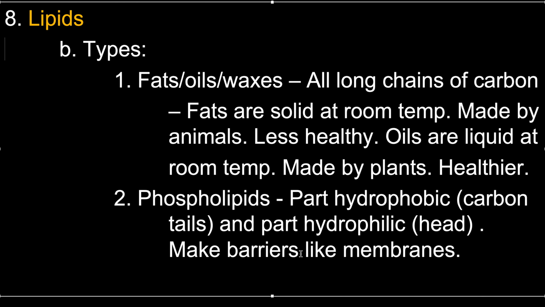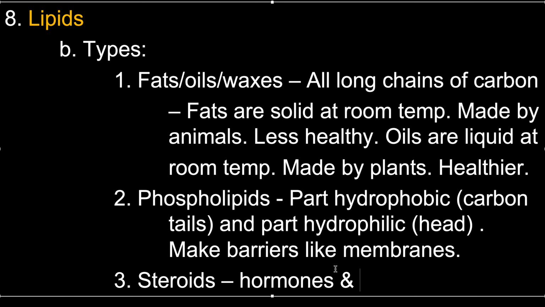Okay, so the third category is maybe one you don't know so much about because it's sort of an underappreciated category of lipids, and that is our steroids. Steroids include things like our own hormones. Okay, they're small carbon rings, they're small molecules. And they can also include things like our cholesterol. So important for function inside our body.